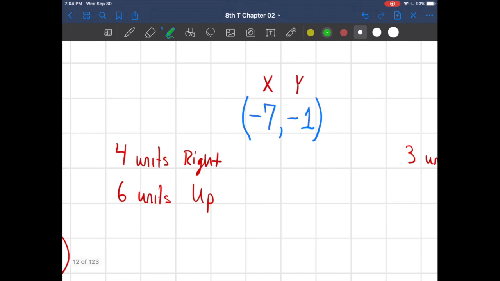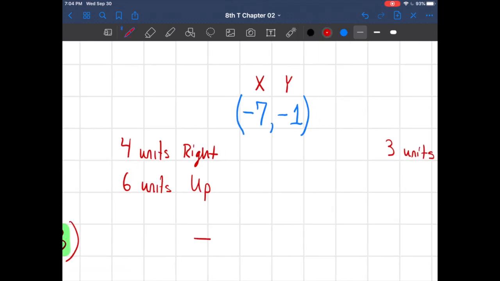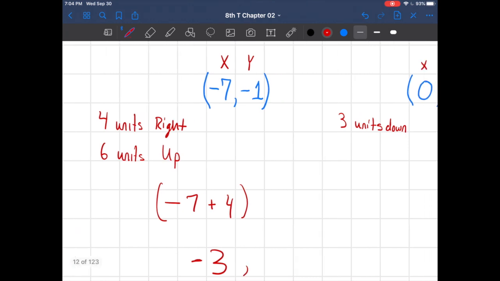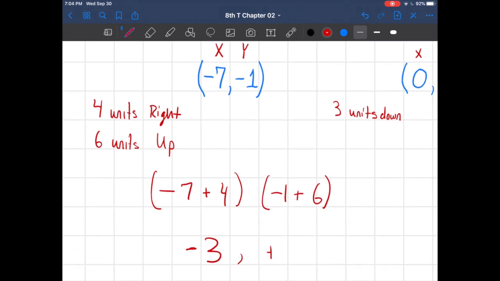So we have -7 and -1. And this one says you need to go 4 units to the right. So it's going to be -7 plus 4, right? Because it says to the right. And that's going to give us a -3, right? Because we have more negatives than positives. And then we have -1 plus 6. And that should give you a +5. We don't need to write positive, just 5. And that should be our new point for this coordinate.